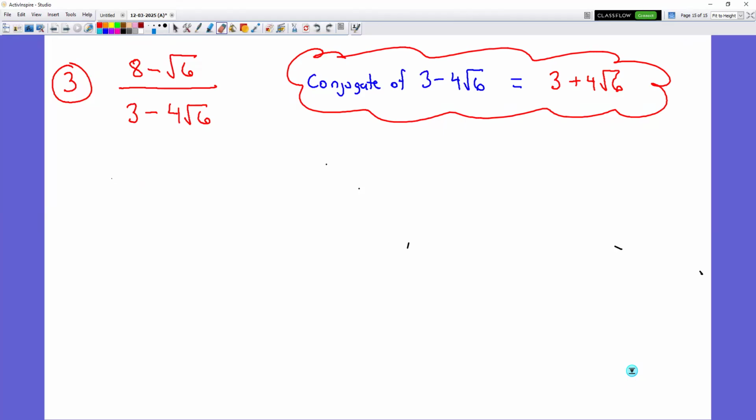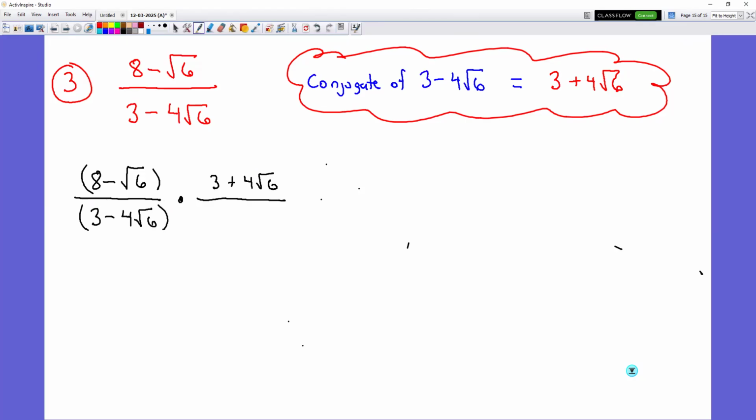All right. So we're going to rewrite this as 8 minus the square root of 6 over 3 minus 4 square root of 6. So I'm going to go ahead and put parentheses around those. And then we're going to multiply it by a new fraction, which consists of the conjugate over the conjugate. So we'll put 3 plus 4 square root of 6 in parentheses on top, and 3 plus 4 square root of 6 on the bottom.